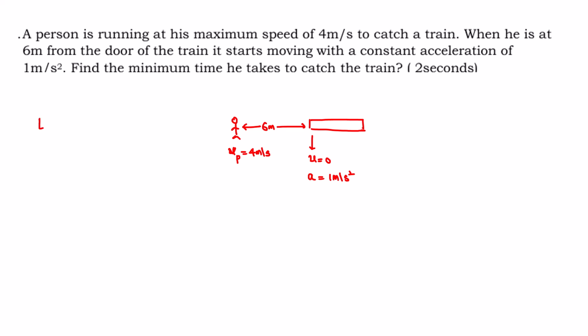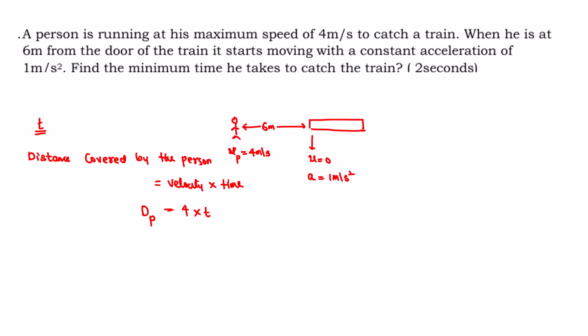If you assume that t is the time taken by the person in order to catch the train, since he is traveling with a speed of 4 meter per second, the distance covered by the person will be equal to velocity into time, correct? So the distance covered by the person, let it be dp, is equal to 4 into t. In the same way, the train is also moving.